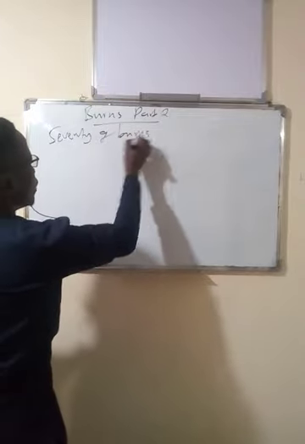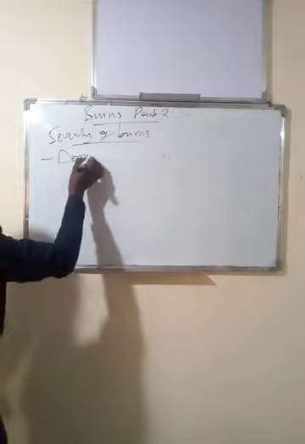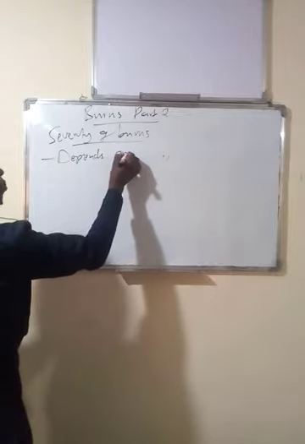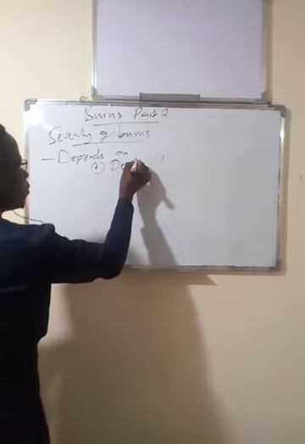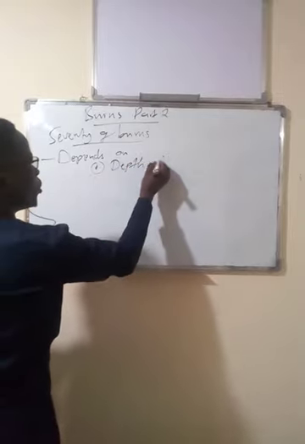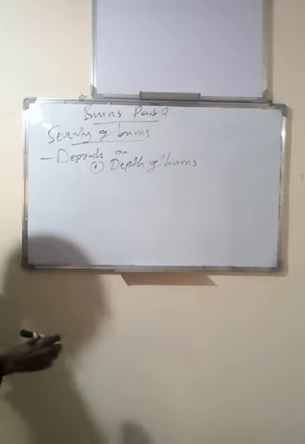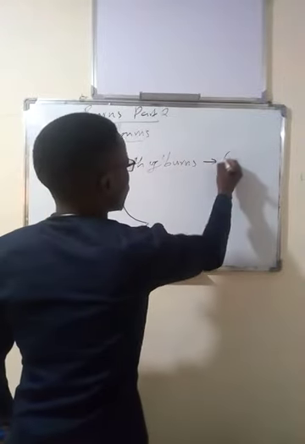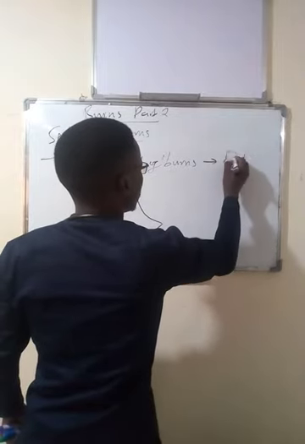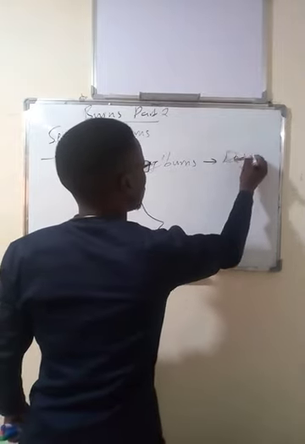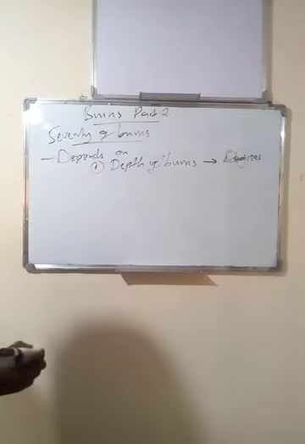Okay, so now let's look at severity. Severity of burns depends on two things. One, the depth of the burns. In other words, it depends on the grades, the degrees. So remember, I looked at first degree burns, second degree burns, third degree burns, and fourth degree burns.